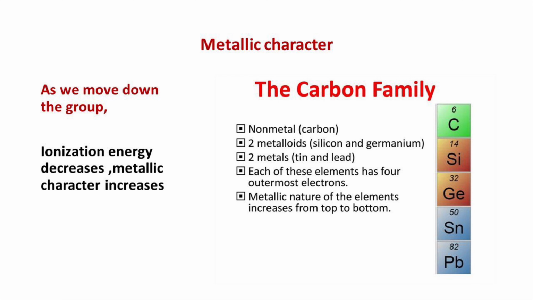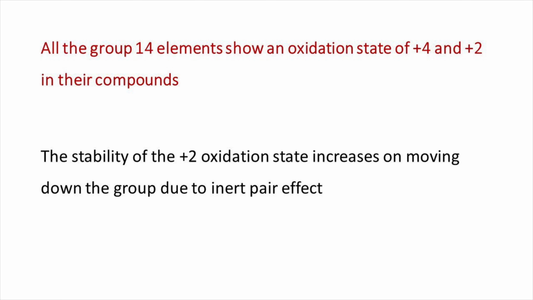As we move down the group, ionization energy decreases and metallic character increases. Here, carbon is a non-metal, silicon and germanium are metalloids, tin and lead are metals. The next general property is oxidation state. All the group 14 elements show an oxidation state of +4 and +2 in their compounds. The stability of the +2 oxidation state increases on moving down the group due to inert pair effect.